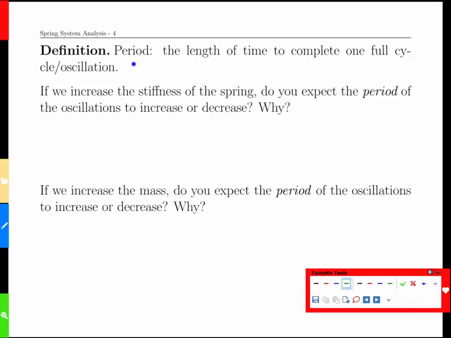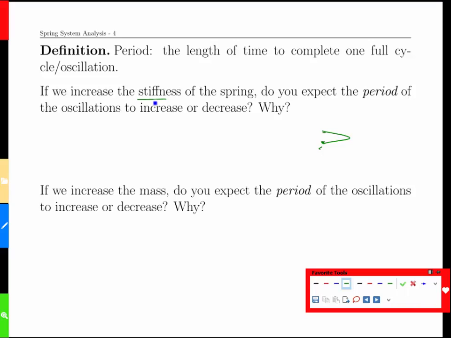Now, again, to build our intuition, we're going to talk about the period of oscillation. So again, that's the time it would take to complete one full cycle of the oscillations. So if we compress the spring, then let it go, and then let it come back to where it started, we'd measure that time. That would be the period.